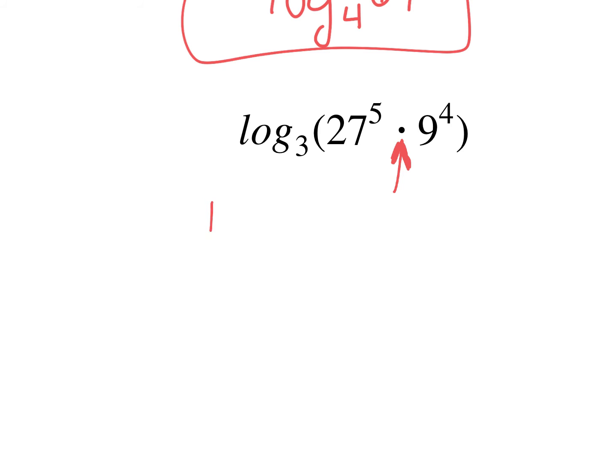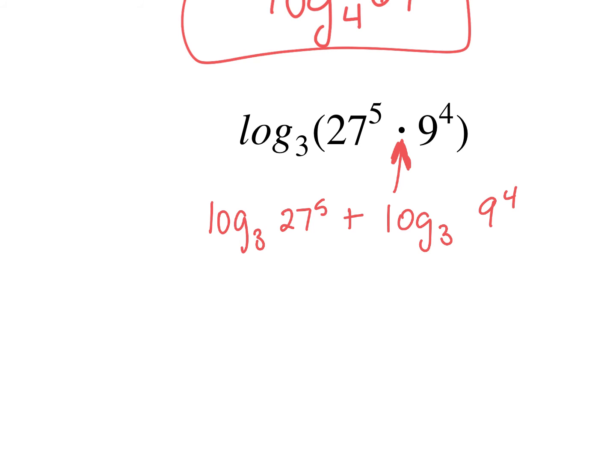So this is going to be the same thing as log base 3 of 27 to the 5th power plus log base 3 of 9 to the 4th power. Now I'm doing power rule. So take it from here. I want you to write down what it would be now with the power rule being applied. Here we go. Power rule. What are we doing here?